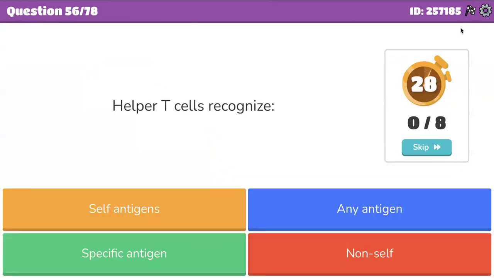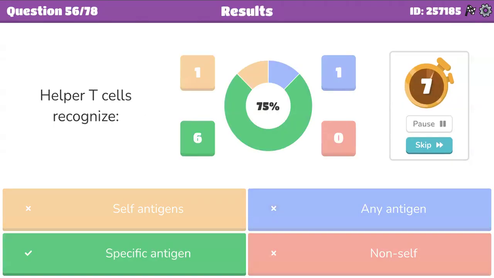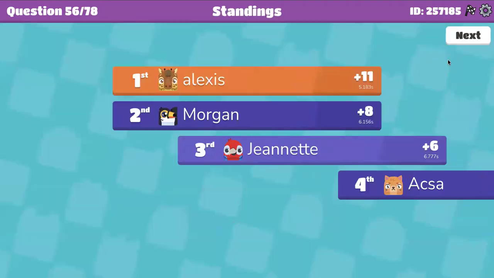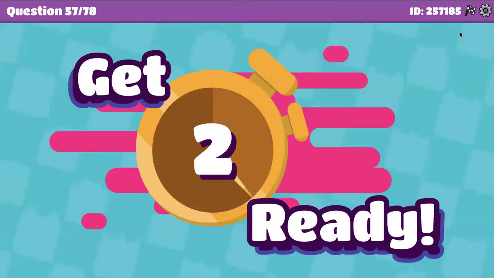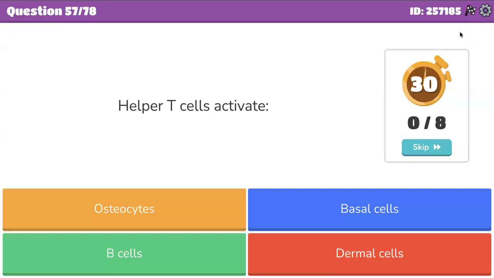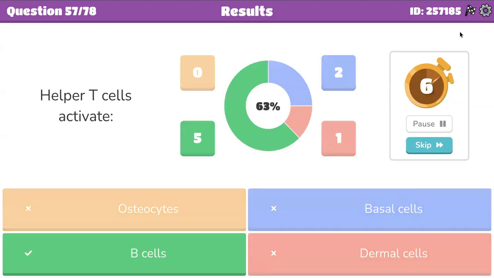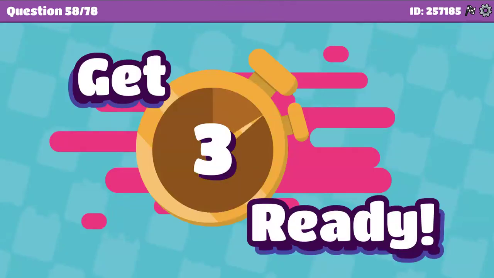Helper T cells recognize what? Specific antigens. Helper T cells activate what? Helper T cells always remind me of librarians. When they identify an antigen, they go tell the B cells to start duplicating and rallying for the battle against that specific pathogen.